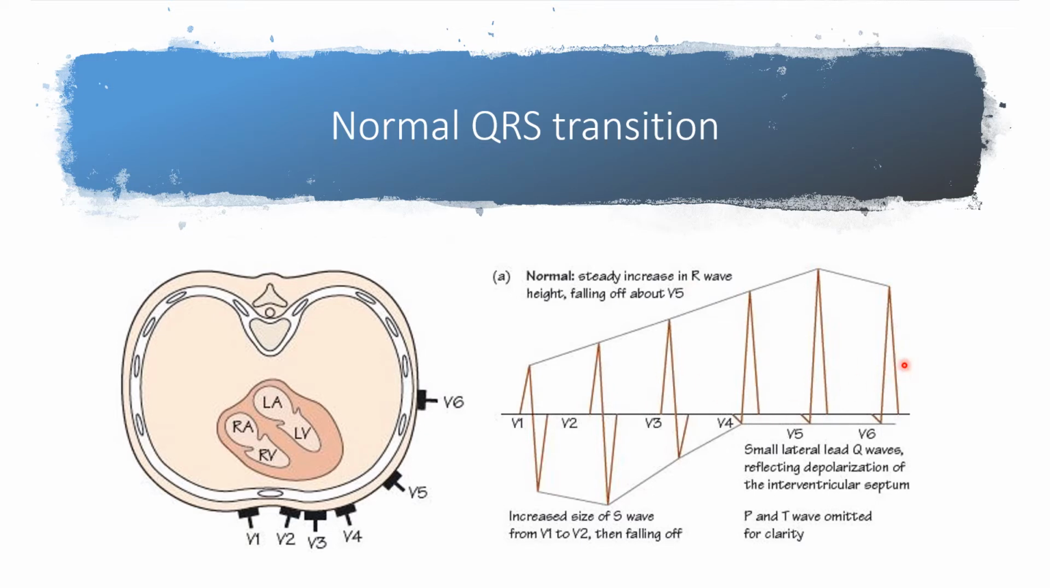The R waves don't get smaller as you progress through the precordial leads from V1 to V6 when you have RV hypertrophy. It's just that the R waves become bigger in V1 and V2, and still there are large R waves in leads V4 to V6.